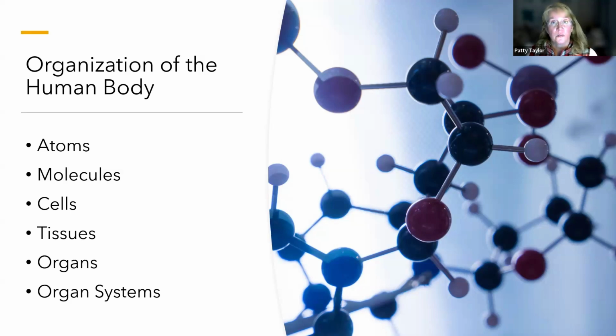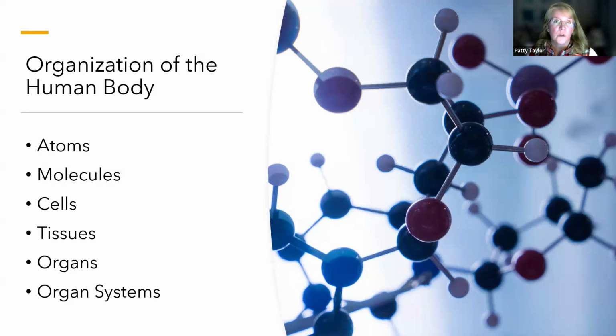Tissues build organs. Organs have at least two tissue types in them. You've probably heard of heart, lungs, brain, but there's other organs as well. In fact, your skin is an organ. Bones are organs, and so are muscles. We finally get to the organ systems.